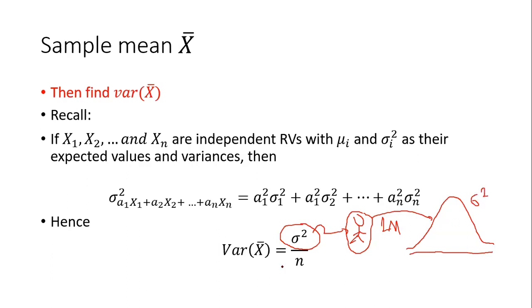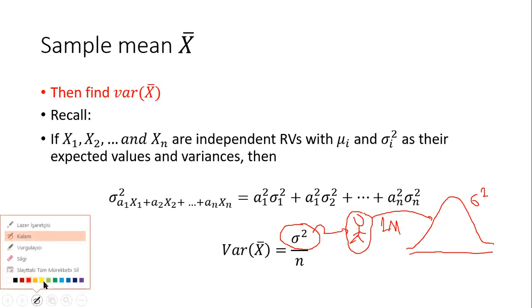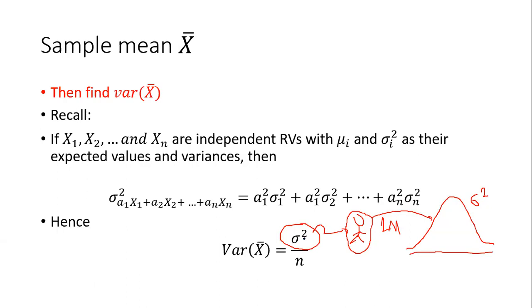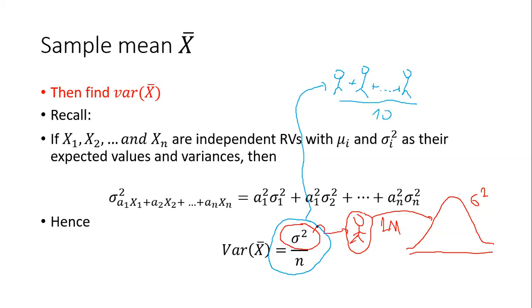Now, let's again talk about the class of 10 students. Let me just change the color of the pencil. Now, sigma square divided by n, right? This is the variance of x bar. What does it mean? It's the variance of one guy plus another guy, plus dot dot dot, another guy here, divided by 10. So this variance belongs to this variable.